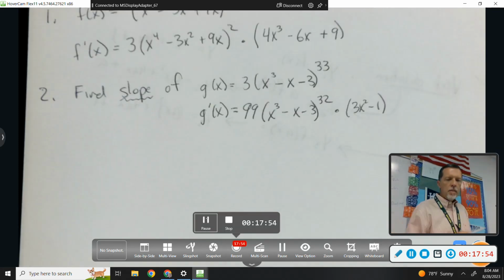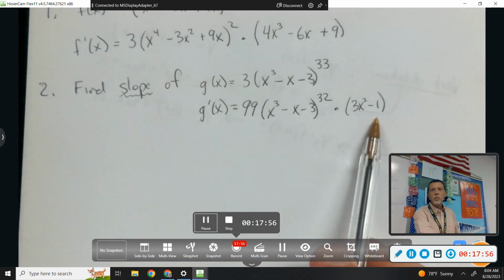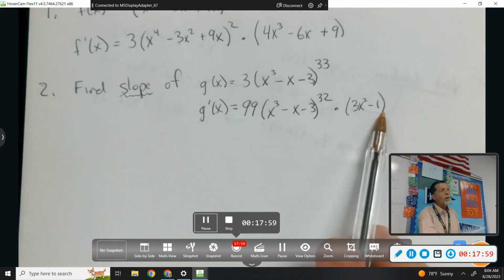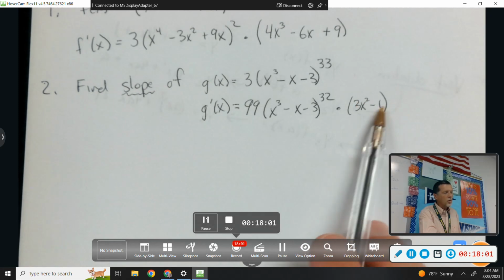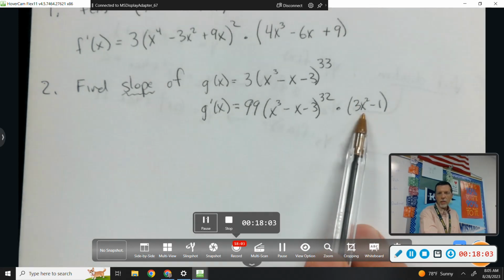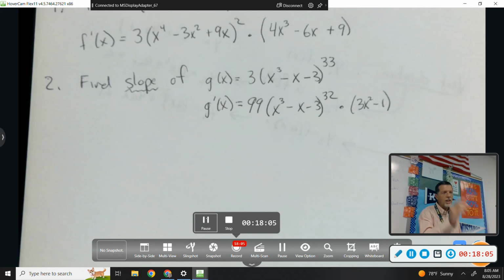Make sure that 3x squared minus 1 is in parentheses so that you're multiplying by all of it. If you don't have the parentheses, you'd only be multiplying by 3x squared. So make sure that each chain piece is in parentheses.